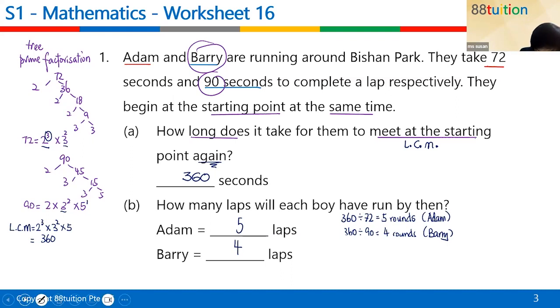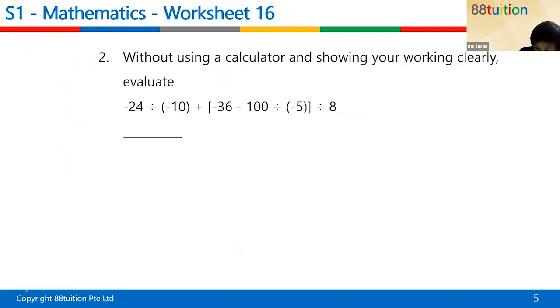Okay, the next question says, without calculator, show your workings correctly. Wow, this one has so many brackets. So what is the topic they are testing you on? Order of operation. You have minus, times, and then you have plus, and divide. So we always look for brackets first. And we always do the inner brackets first.